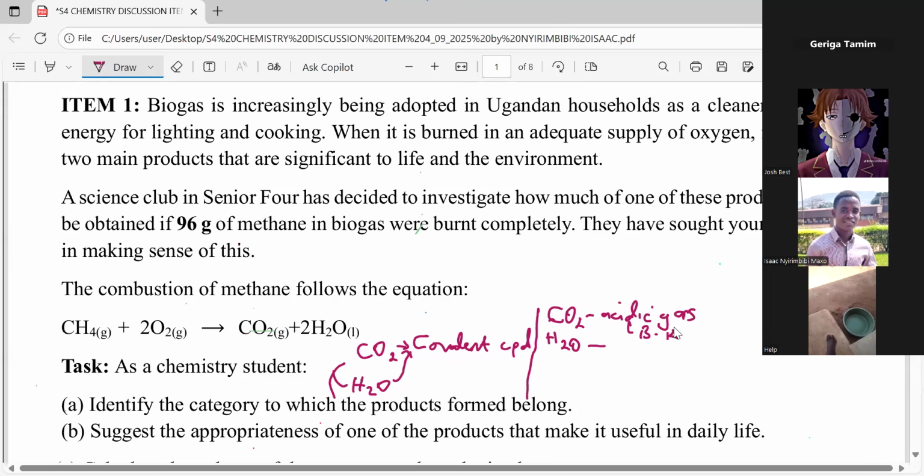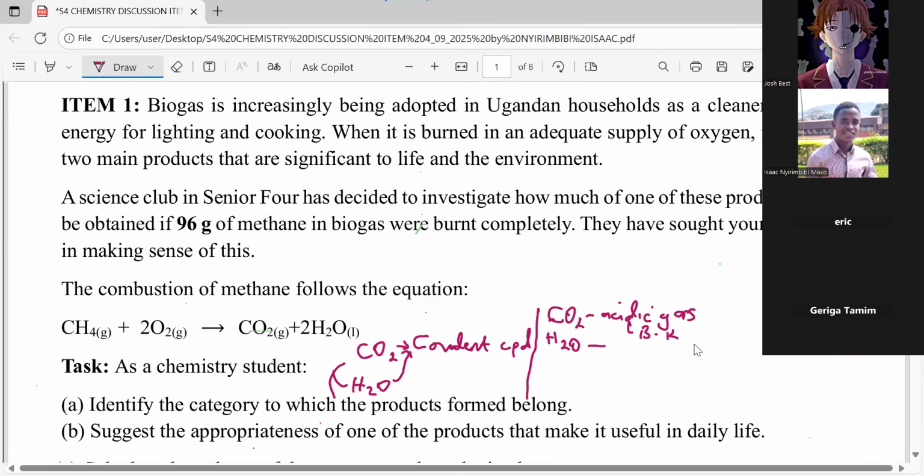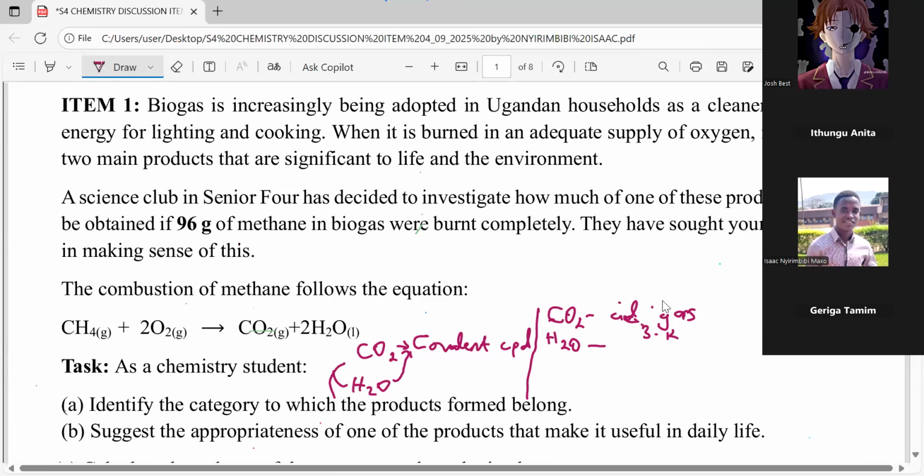Okay, thank you. He's bringing another idea, Tamim. He's bringing another idea that this carbon dioxide is an acidic gas. So he's giving us another idea that we can actually call it an acidic gas. But I believe instead of using the word acidic, we can also use something else apart from acidic. And someone here, Josh Best.